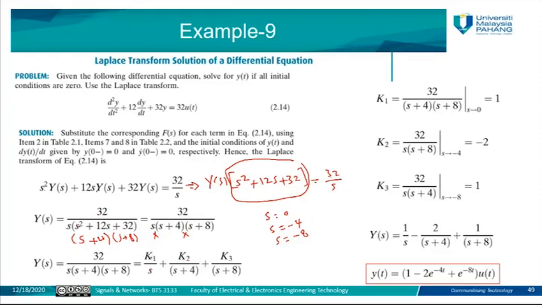Then you need to calculate these magnitude or gain values. How to calculate? Same as the previous example. We have k1 over s, k2 over s plus 4, k3 over s plus 8. You just find the values: k1 equal to 1, k2 equal to -2, k3 equal to 1. Then the function becomes 1 over s, minus 2 over s plus 4, plus 1 over s plus 8. So this is your transfer function in the partial fraction form.